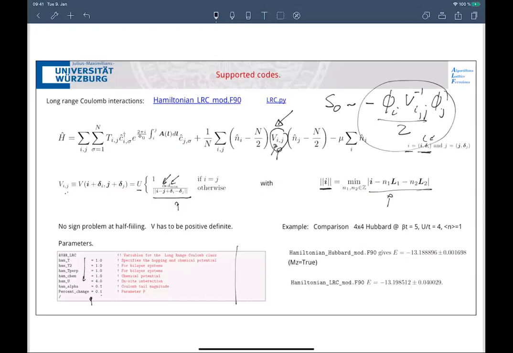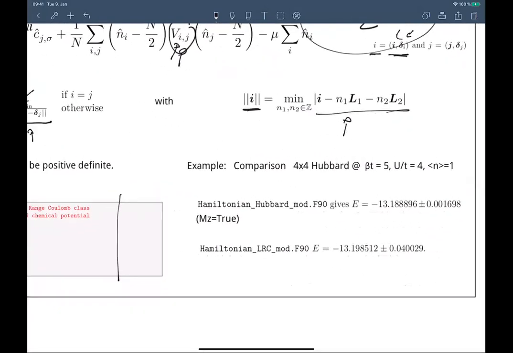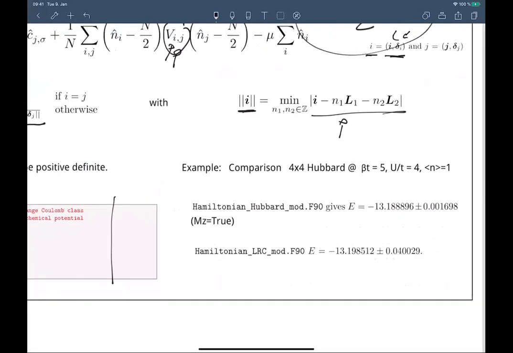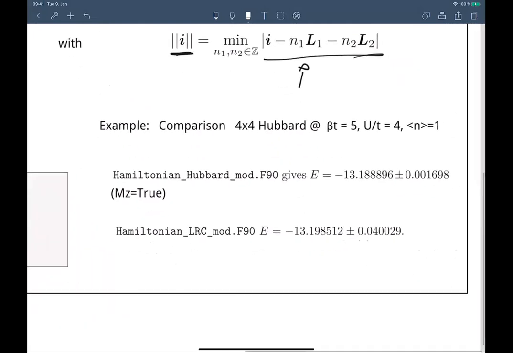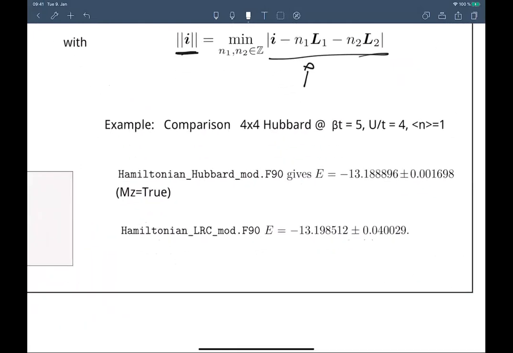This is very well described in the documentation. You can test this code. So this is a nice little test: if I put alpha equals 0 in this code, then I should get the Hubbard model, right? Alpha equals 0, there's no long range. So you can run the code. The Hubbard Hamiltonian for alpha equals 0, with MZ equals true. For these parameters, you get this energy with a very good error bar.